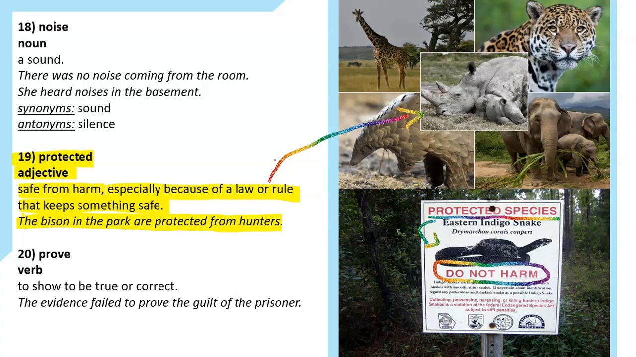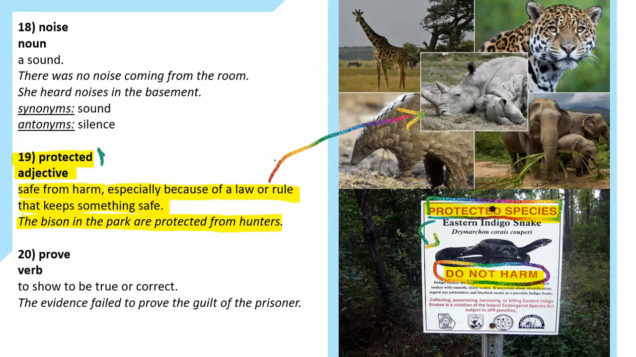So sometimes you'll see a sign that looks like this one here, that says protected species, and it'll have a picture of the animal and it will say do not harm. That means this animal is in danger. Maybe there's not many of this snake left, so we need to take care of it.